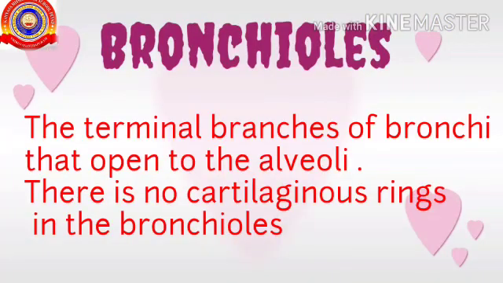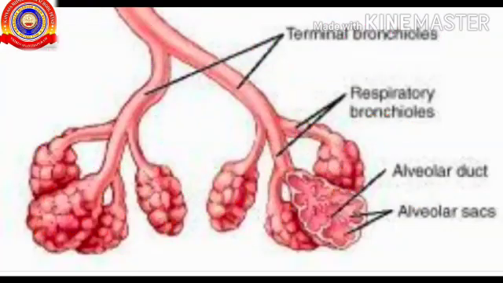Next is the bronchiole. The bronchiole is the terminal branches of bronchi that open to the alveoli. The peculiarity of bronchiole is there are no cartilaginous rings in the bronchioles.